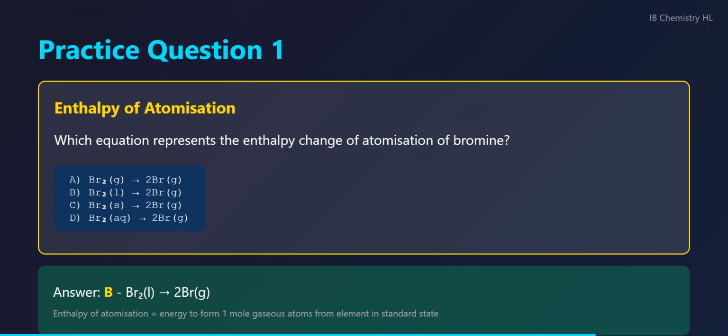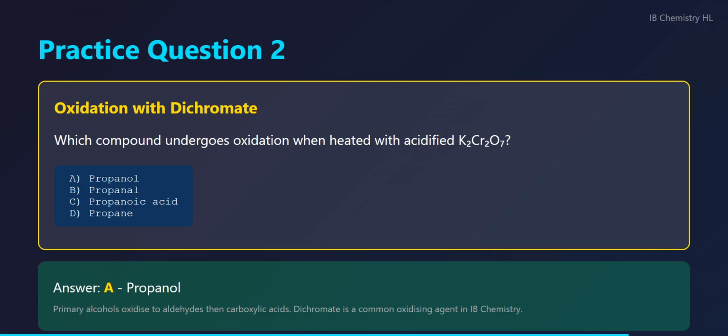Let us look at some practice questions on redox concepts. Question 1. Which of the following equations represents the enthalpy change of atomization for bromine? Remember, atomization involves forming 1 mole of gaseous atoms from the element in its standard state. Question 2. Which compound undergoes oxidation when heated with acidified potassium dichromate? Think about which functional groups can be oxidized by dichromate ions. These types of questions regularly appear in IB chemistry examinations.